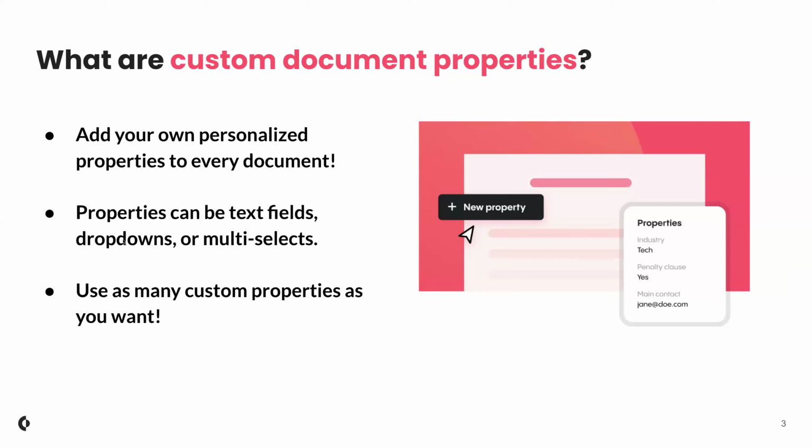They can be text fields, they can be drop downs or multi-selects, but basically it allows you to create a standard field on your document and add them as text. And so you see here, you create a new property. I know this is just a mock-up here, a little good looking image we have. But you can add the industry, type in tech. You can have a penalty clause, yes or no question mark, and you can add yes. You can add as many custom properties as you want.